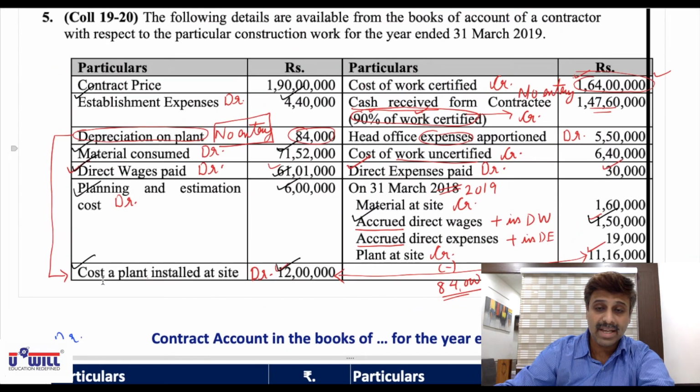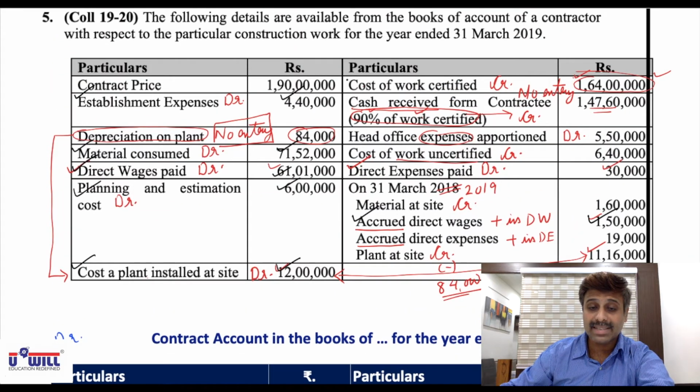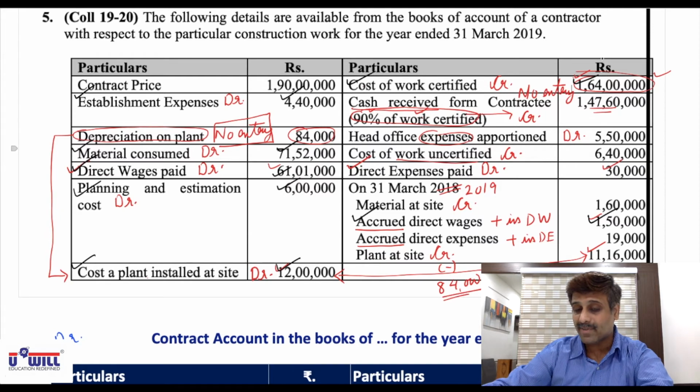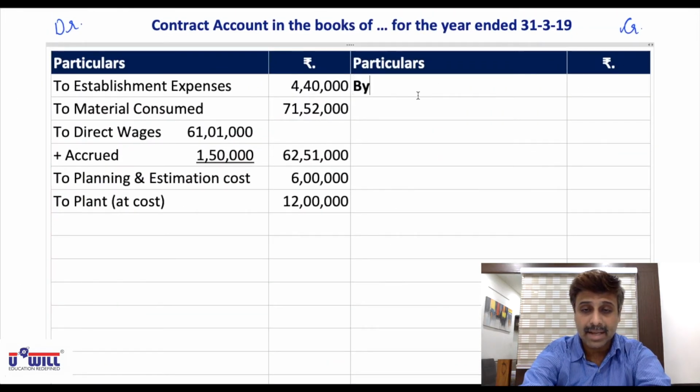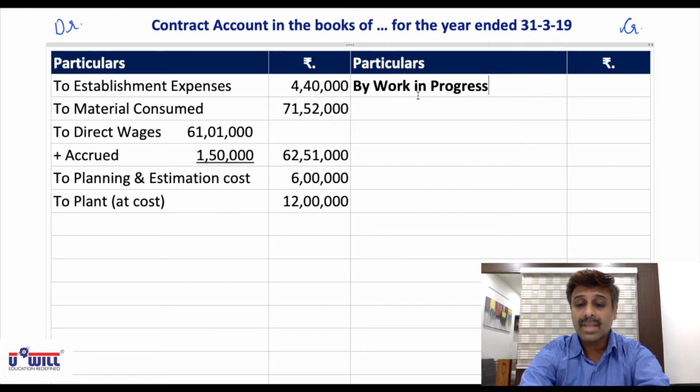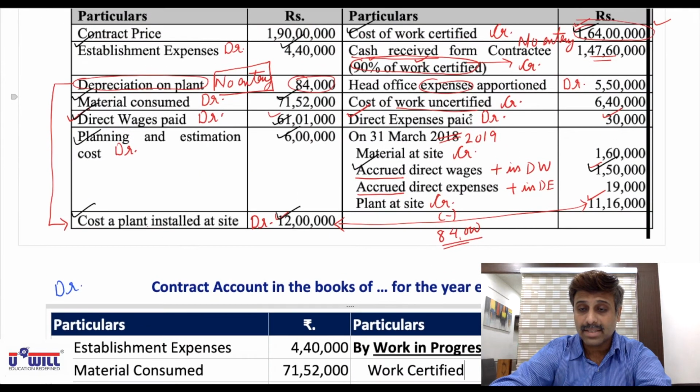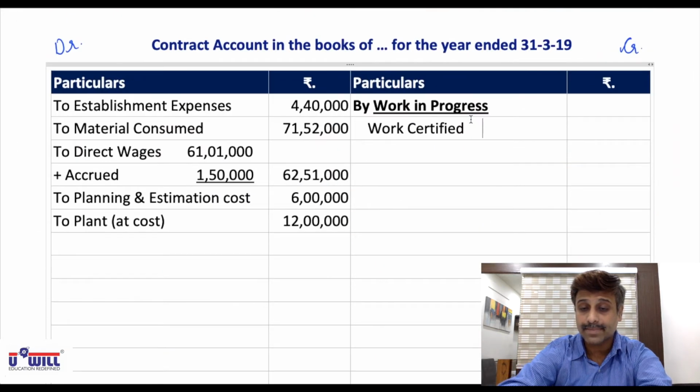Then after plant we have cost of work certified, 1 crore 64 lakhs, that will come on the credit side. First on the credit side we'll give the heading 'By work in progress', and in that work in progress all of you underline it. Below that we will write work certified, that amount is given as 1 crore 64 lakhs. Then we will have work uncertified.